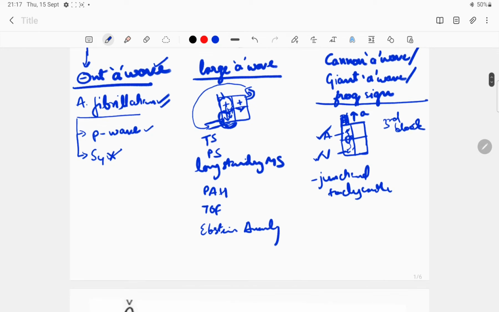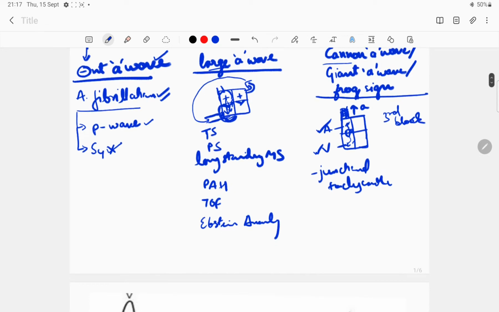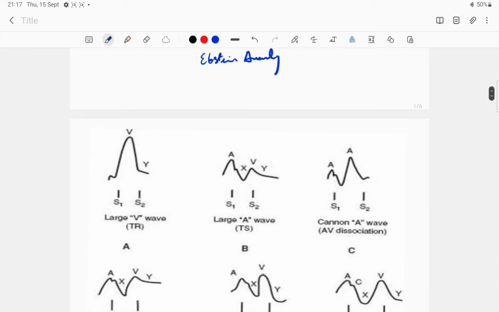So how will you differentiate between a large and a cannon A wave? You will see a large A wave in every heartbeat, but that will not be so in the case of a cannon A wave. So here you can see there's a cannon A wave in this diagram and there is a large A wave in tricuspid stenosis.